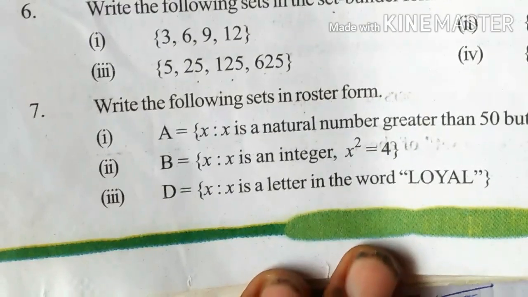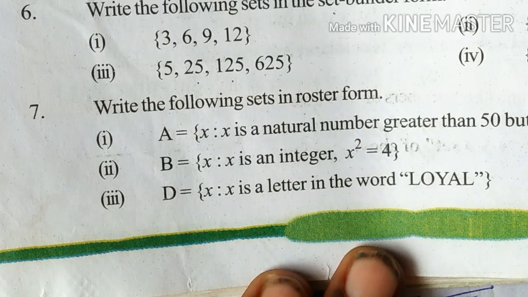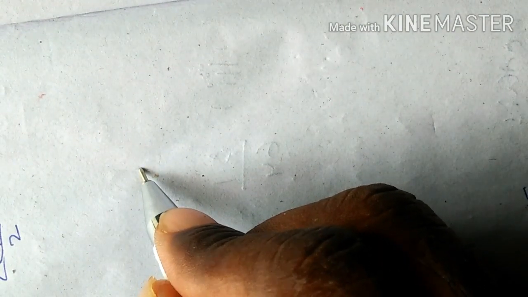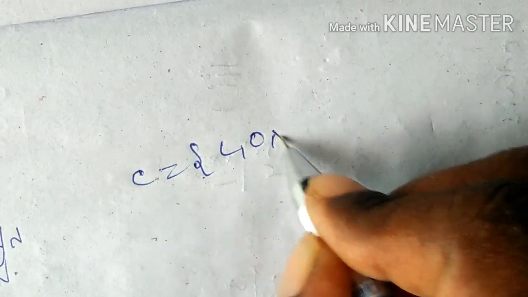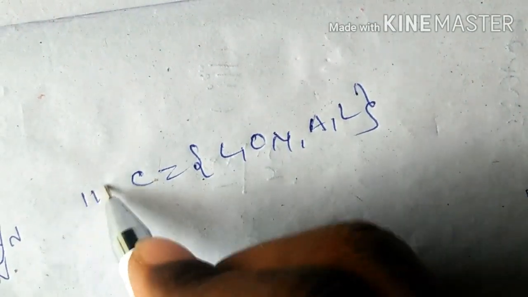Next question. C is the set of all elements x such that x is a letter in the word loyal. So we have to write what elements are present in the set. So the set C is equal to L, O, Y, A, L. This is the solution for the third question.